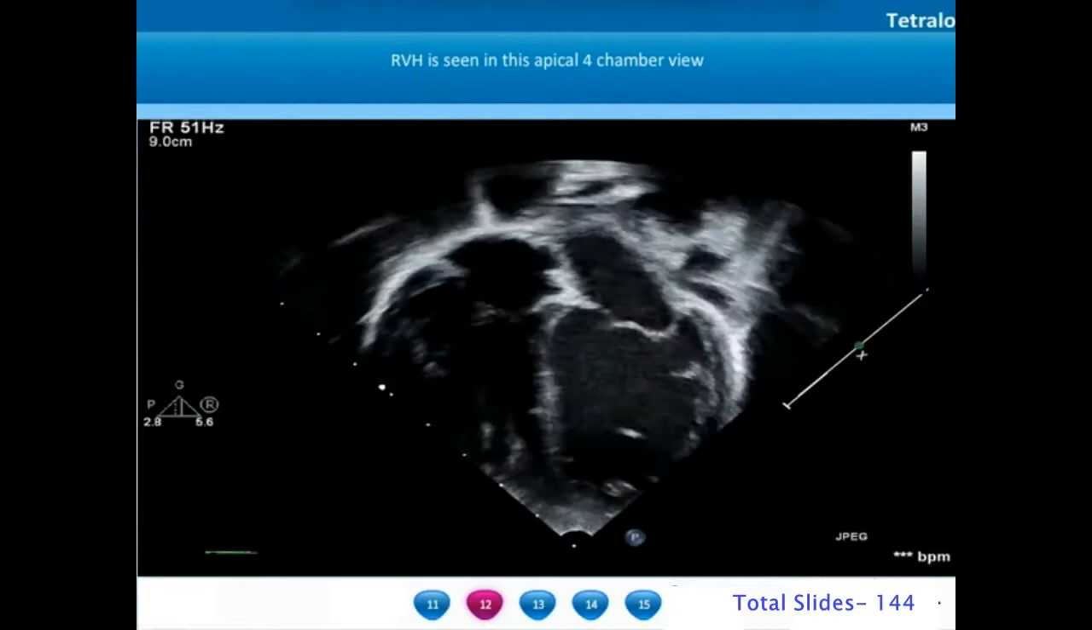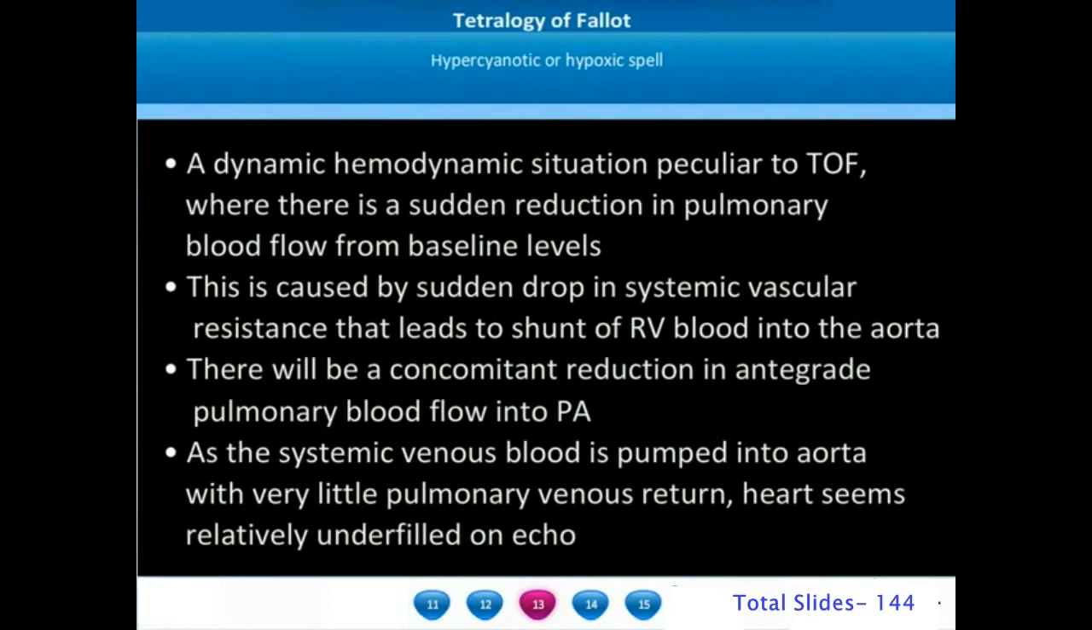Hypercyanotic spell or hypoxic spell is a characteristic dynamic hemodynamic situation peculiar to tetralogy of Fallot. In this condition, there is a sudden reduction in the pulmonary blood flow from the baseline levels. This is caused by a sudden drop in the systemic vascular resistance that leads to shunt of the right ventricular blood into the aorta. There will be a concomitant reduction in the antegrade pulmonary blood flows. As the systemic blood flow is pumped directly into the aorta with very little pulmonary venous return, the heart seems relatively underfilled on echocardiogram.